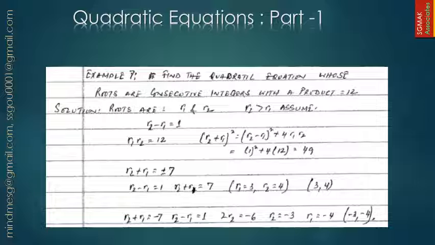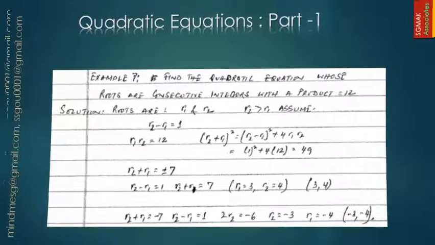Okay, the roots are consecutive integers. So 3 and 4 are consecutive integers, and on the negative side, the consecutive integers are minus 4 and minus 3. Minus 3 is greater than minus 4.